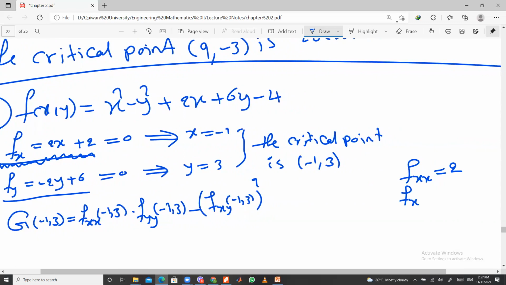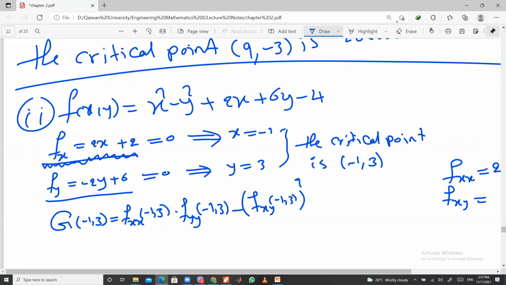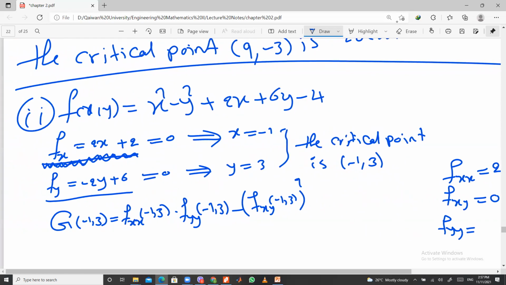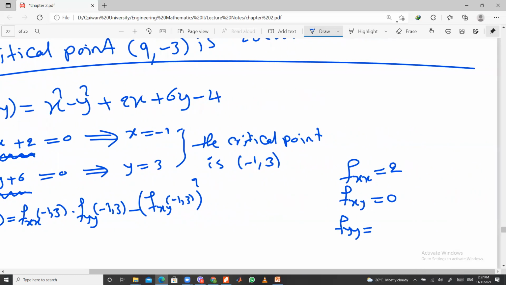How about f sub xy? In function f, we have no y. That means its derivative is 0 with respect to y. And f sub yy, we can find this from f sub y. F sub y is minus 2y plus 6. Partial derivative of this function with respect to y, we get only minus 2.